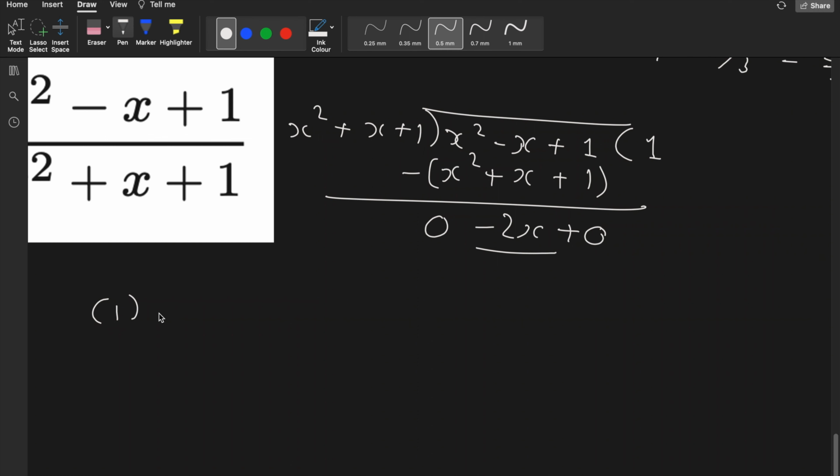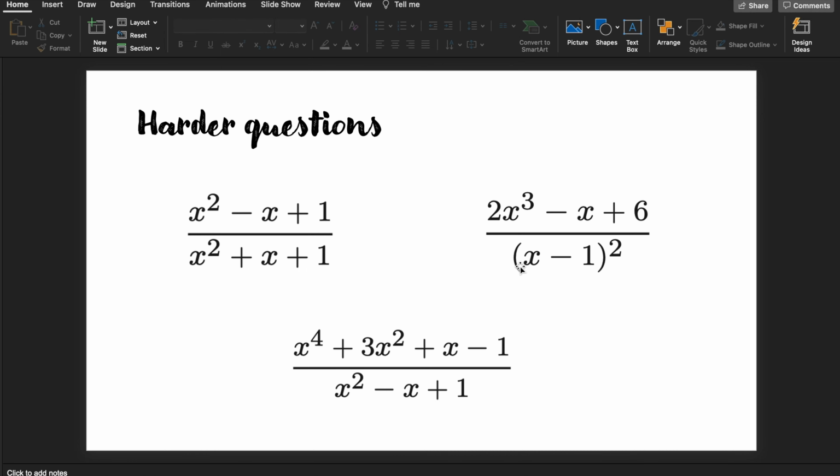So this would be 1 times x squared plus x plus 1 minus 2x. So this would give us the dividend, also known as the polynomial. Now let's do the next example.